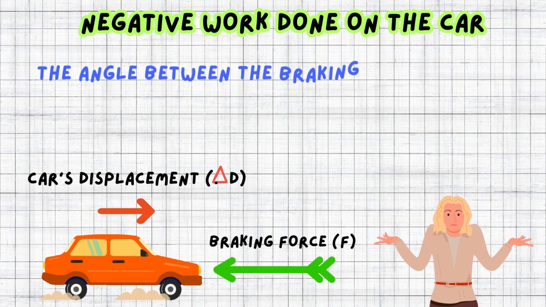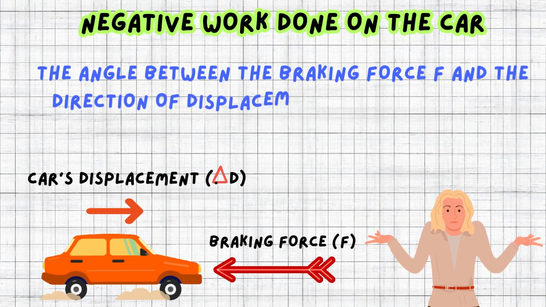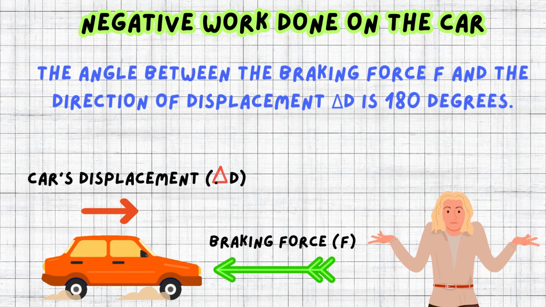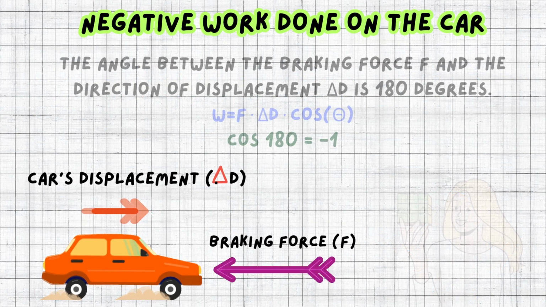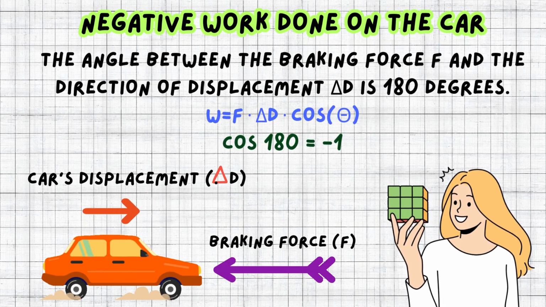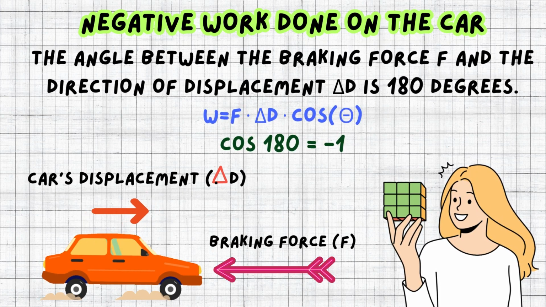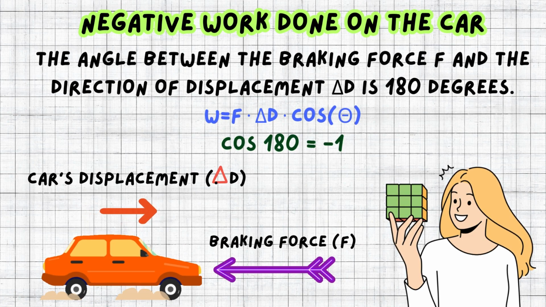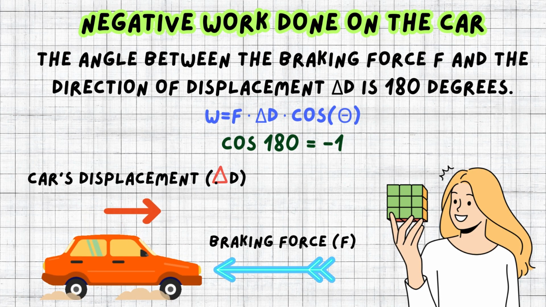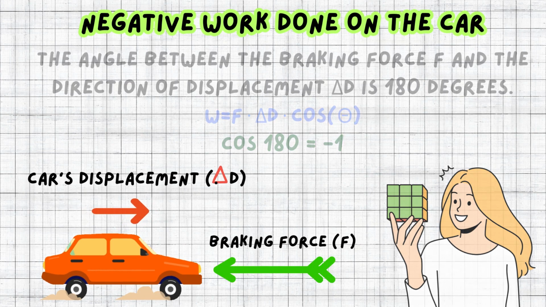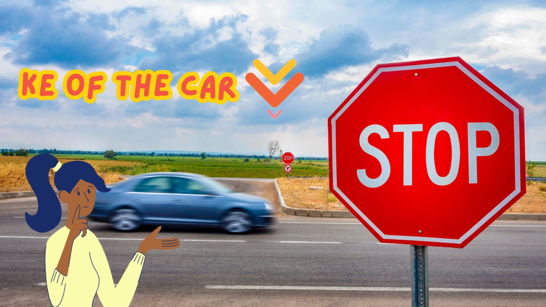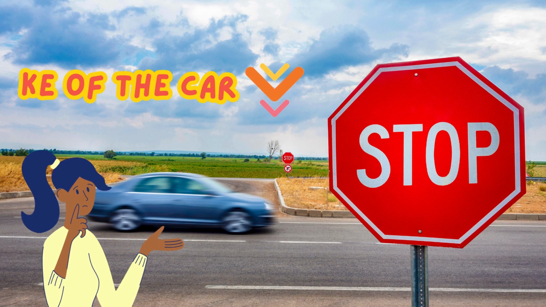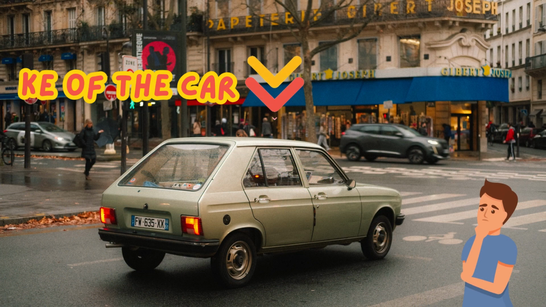Why negative work? This is because the angle between the braking force F and the direction of displacement delta D is 180 degrees. W equals F times delta D times cosine theta. Theta equals 180 degrees here. Cos 180 equals -1. So work done becomes negative. This means that kinetic energy is taken away from the car. The car slows down and stops. In other words, this negative work decreases the kinetic energy of the car.